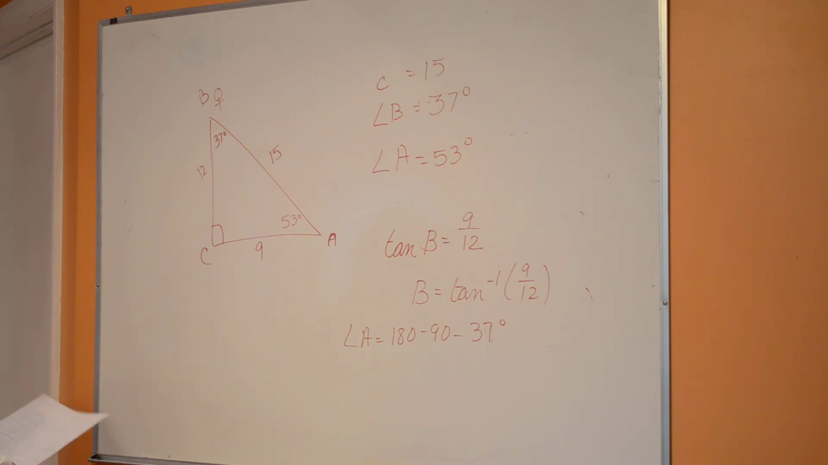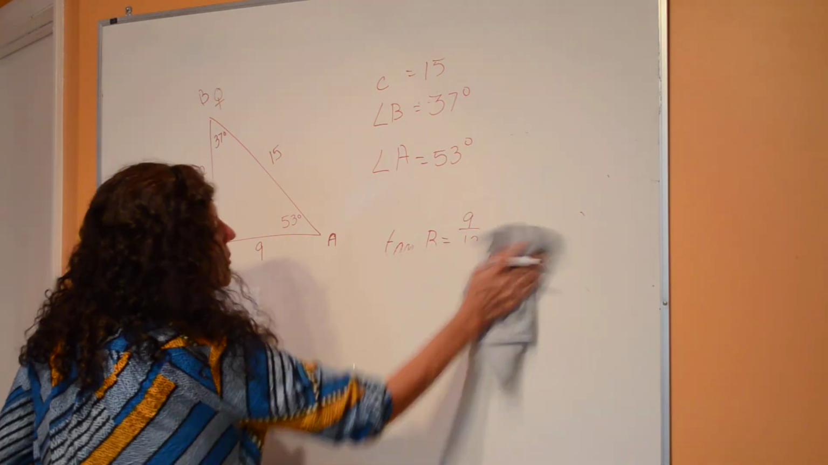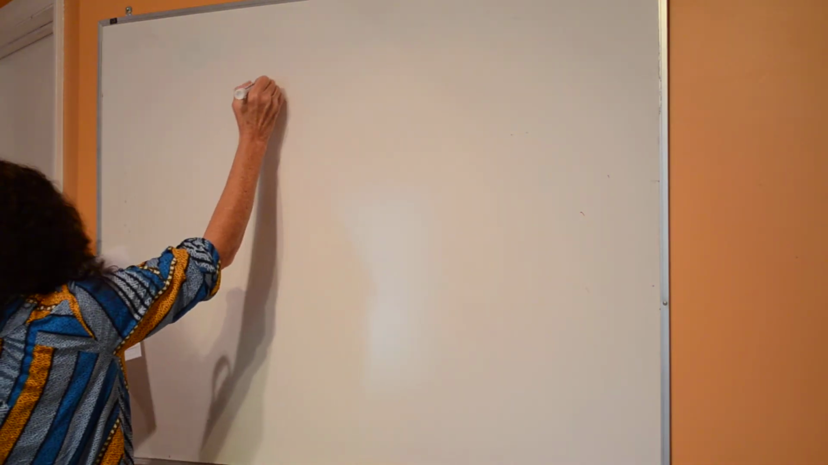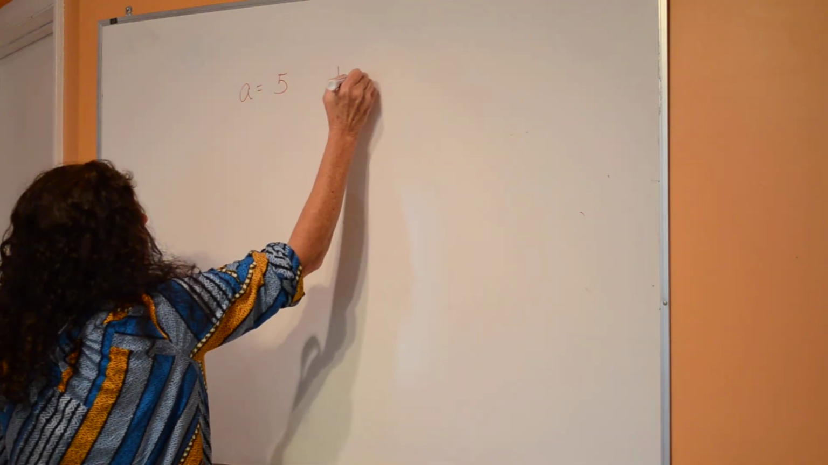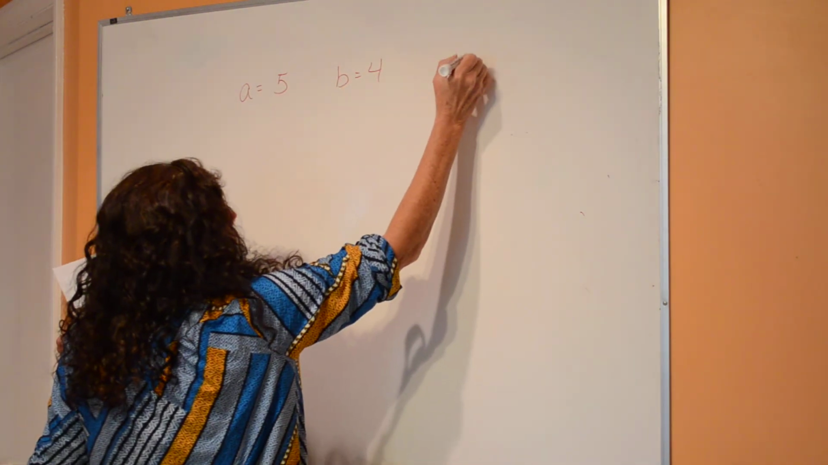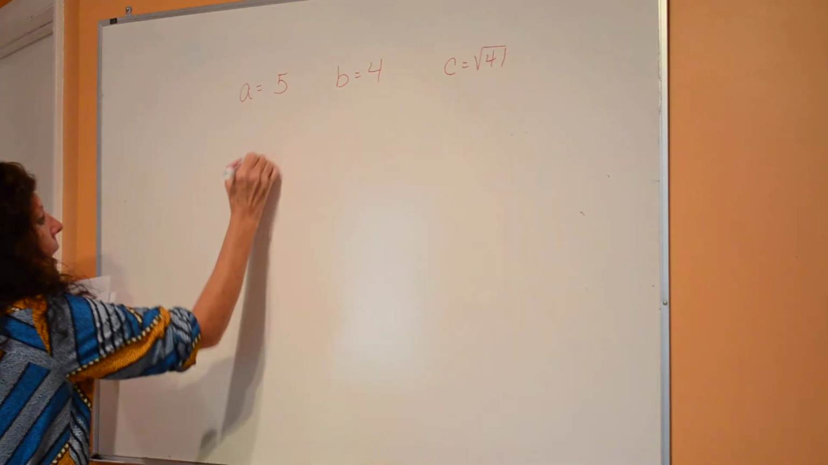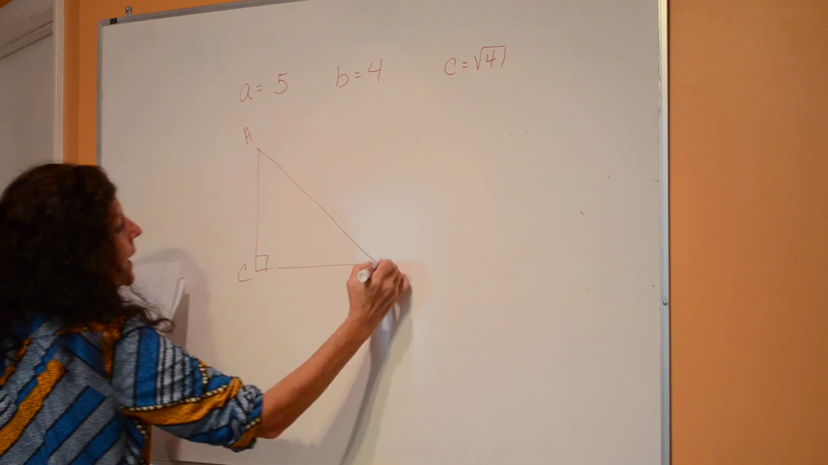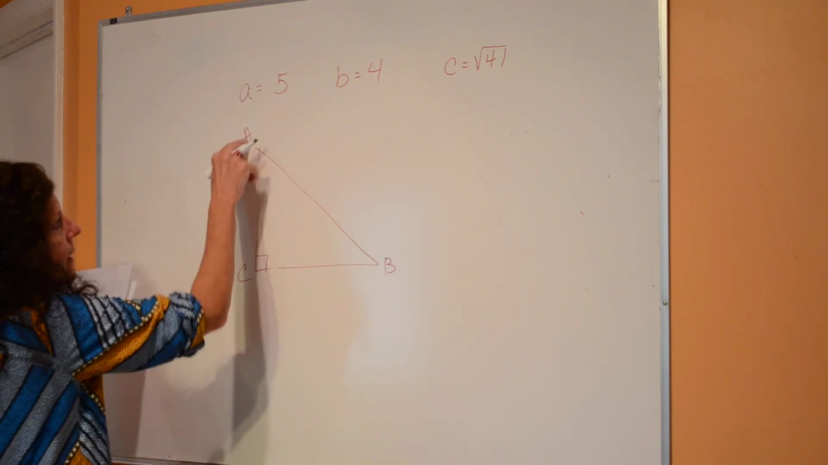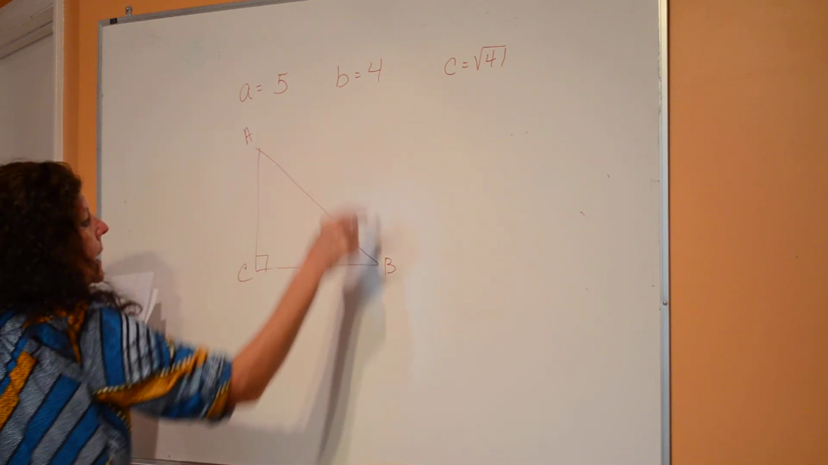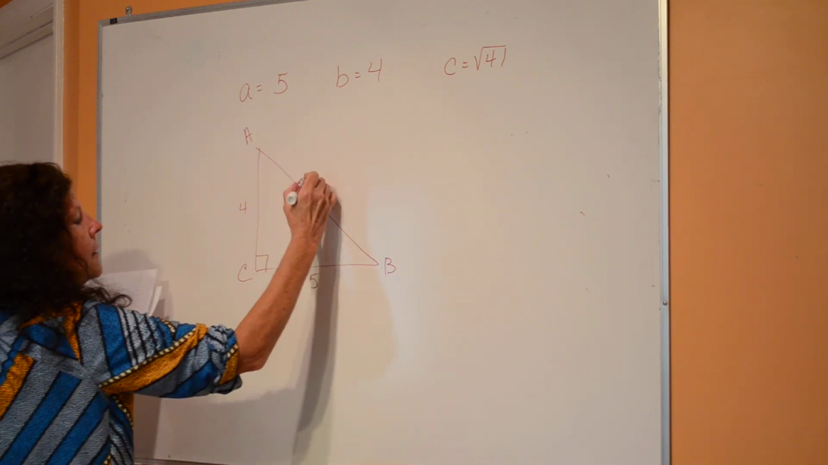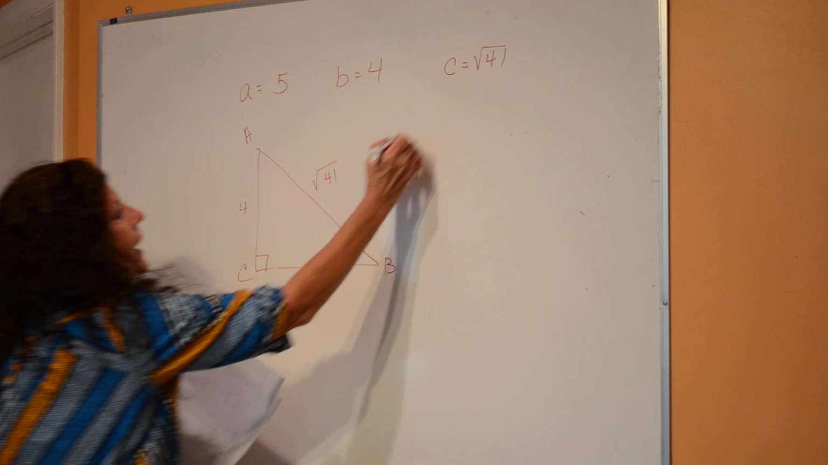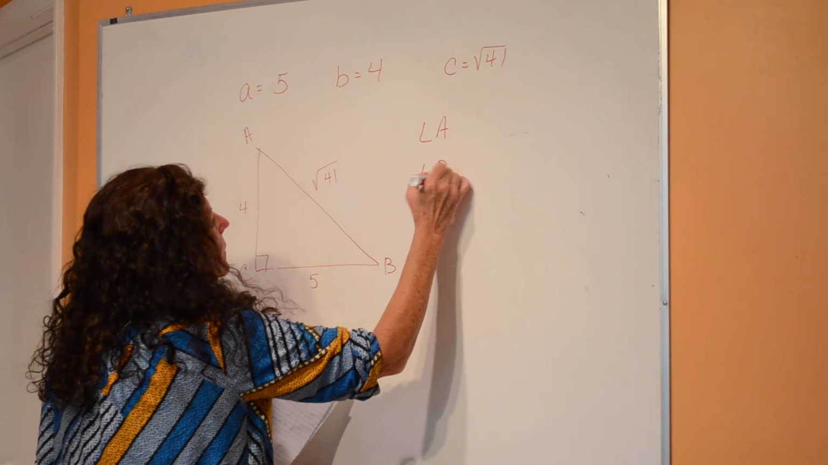Sometimes they don't give you a triangle and you have to draw your own triangle. So let's say they go, well, find the missing parts if little a equals 5, little b equals 4, and little c equals the square root of 41. Well, I suggest you just draw your triangle. You know that that's C, we can call that A, we can call that B. Little a is across from angle A, little b is across from angle B, and little c is across from angle C. All right, let's say we want to find angle A and angle B.